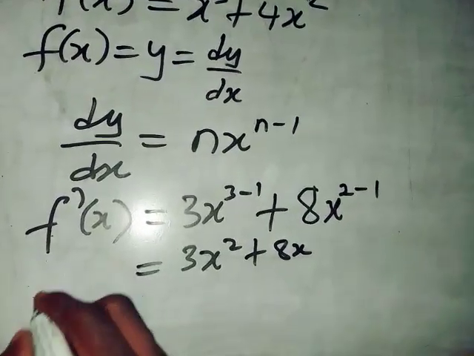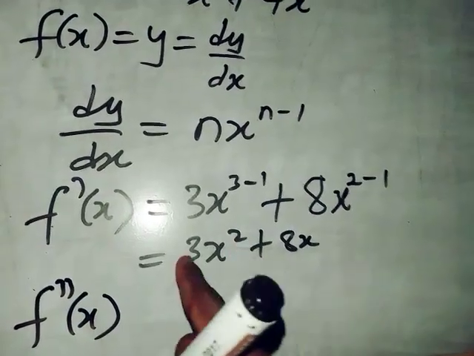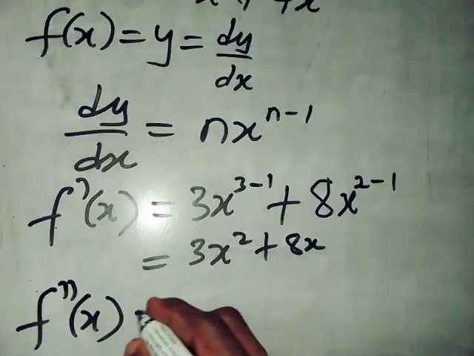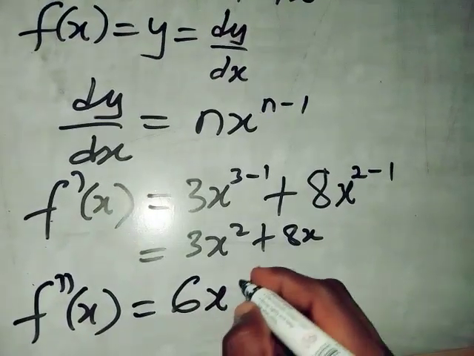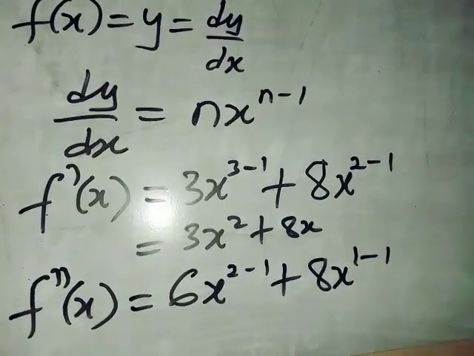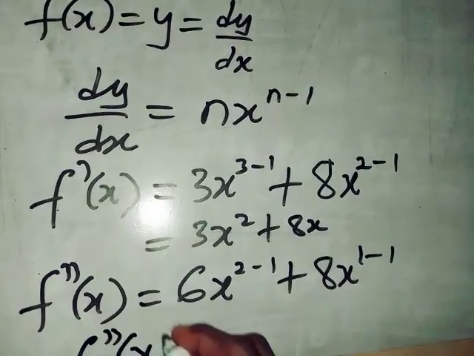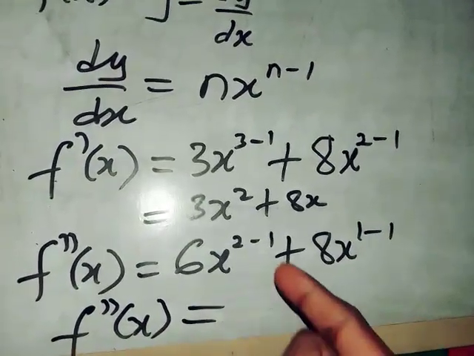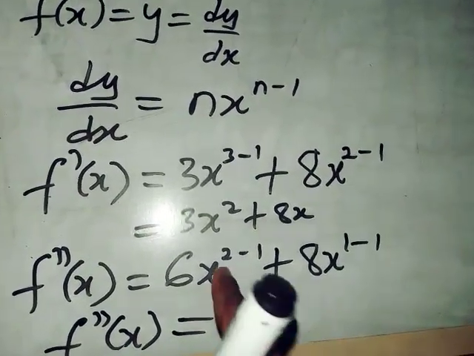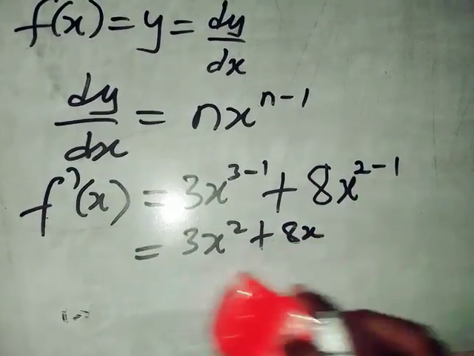Now, f prime prime of x means the second derivative, which means that you should multiply this by this and subtract by 1, as you did also here. So this will be equal to 6x to the power of 2 minus 1 plus 8x to the power of 1 minus 1. Sorry, I made a mistake from here. Let me do a correction here. Let me start from here and make the video.